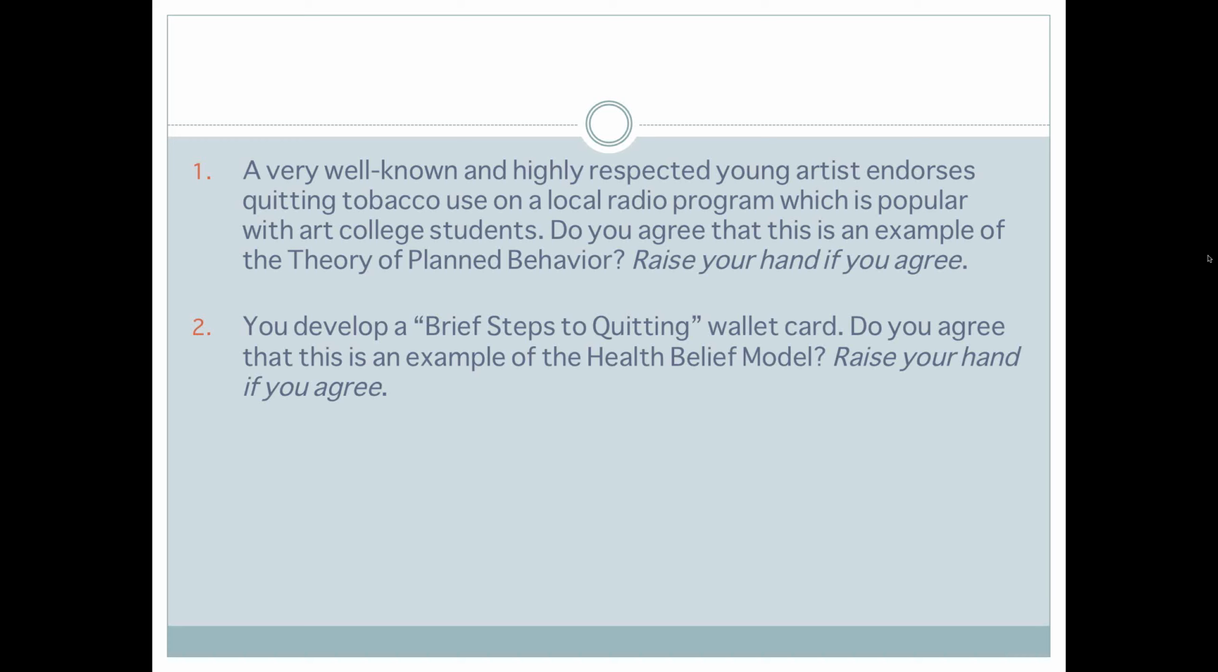So let's try the second one. Again, you're going to try and match the theory that fits best with the strategy. In this case, you're developing a brief steps to quitting wallet card. Do you agree that this is an example of the health belief model? Raise your hand if you agree.